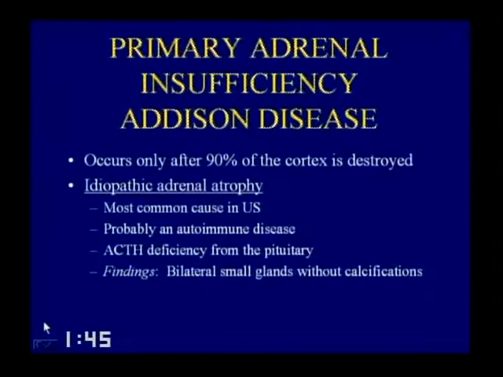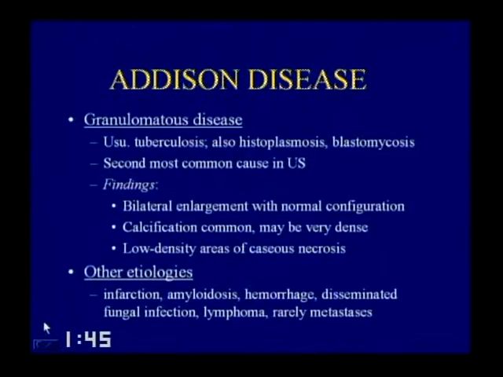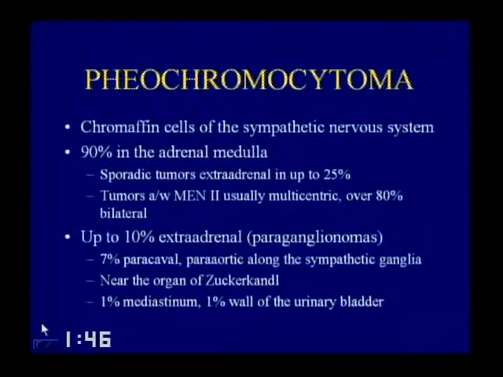Now, other causes of Addison's disease can be granulomatous involvement, TB, histoplasmosis, blastomycosis, which is the second most common cause. Here you're going to get enlarged glands with a normal configuration, a hyperplasia scenario, and calcifications are very common and can be very dense. You may see areas of caseating necrosis in the TB, and there's a variety of other etiologies. So that gets rid of all of our cortical problems.